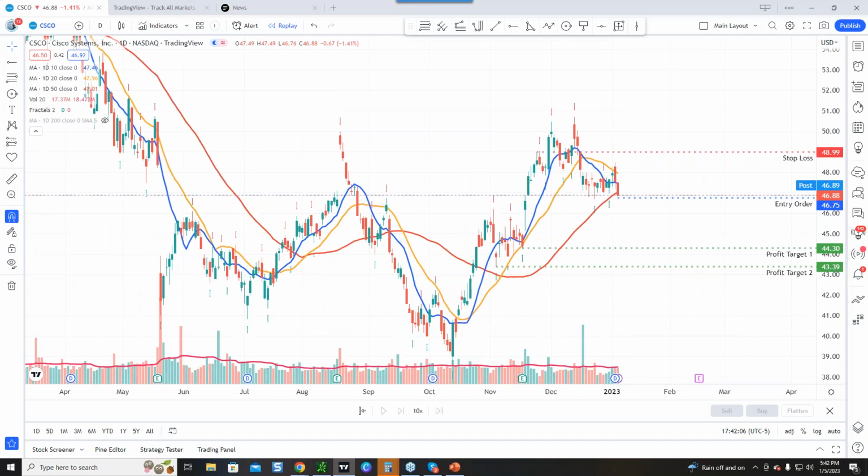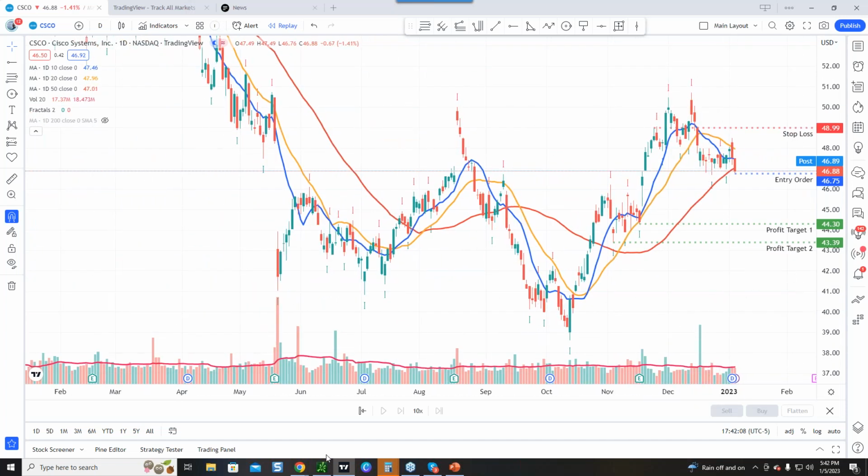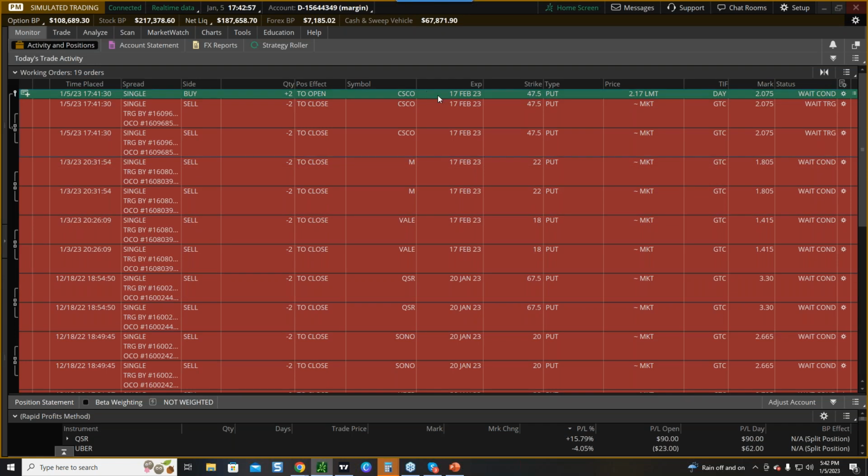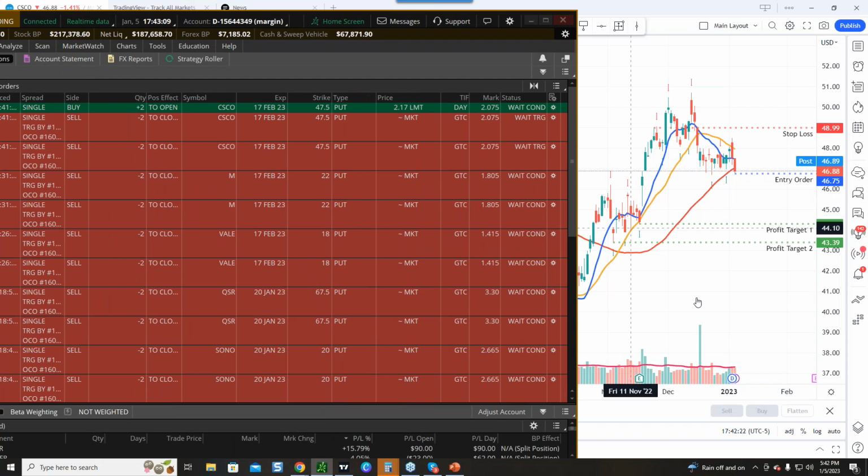If you want to see it again, I'll go side by side so you can see the ticket again. Should have taken a screenshot, forgot to. So 47.50 strike, February expiration. Entry, profit targets. If you want to take a screenshot, do so. There's a camera button, exit full screen. If you exit full screen, you'll see a camera button on the top. Click it, this will save on your desktop.